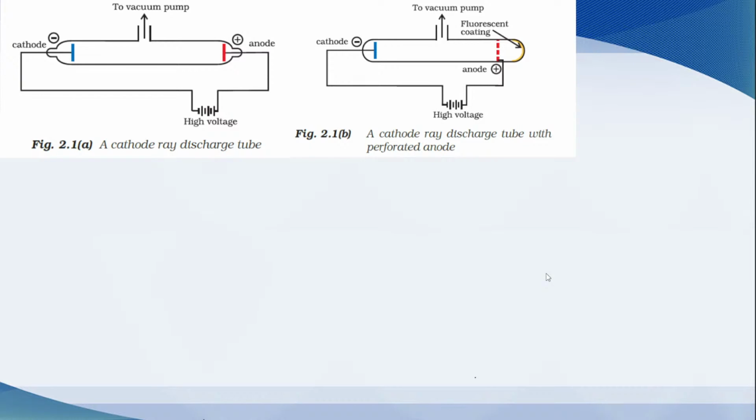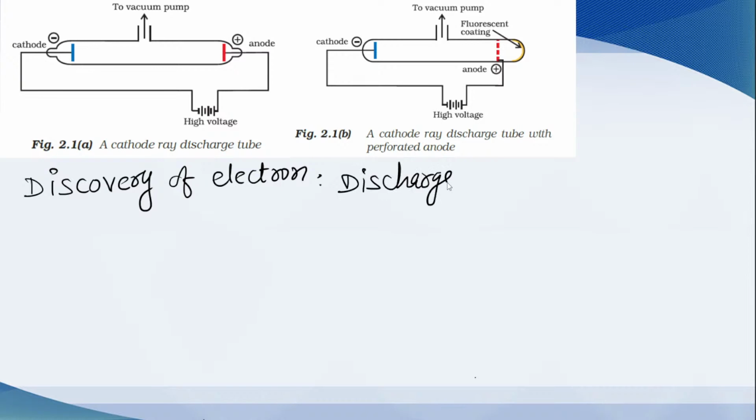In this lecture, the first topic we are going to cover is the discovery of the electron. The discovery of the electron was done by the discharge tube experiment, and this discharge tube is in front of you.